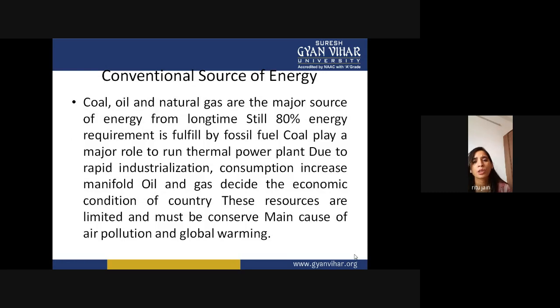When electricity or energy demand increases in the market, you require more and more fuel to generate electricity. Everyone knows that population is increasing day by day, so energy demand is also increasing. The major role in running thermal power plants is due to rapid industrialization and manifold increasing consumption of oil and gas. This decides the economic condition of the country. So these resources are limited and must be conserved. These resources are the main cause of pollution and global warming.